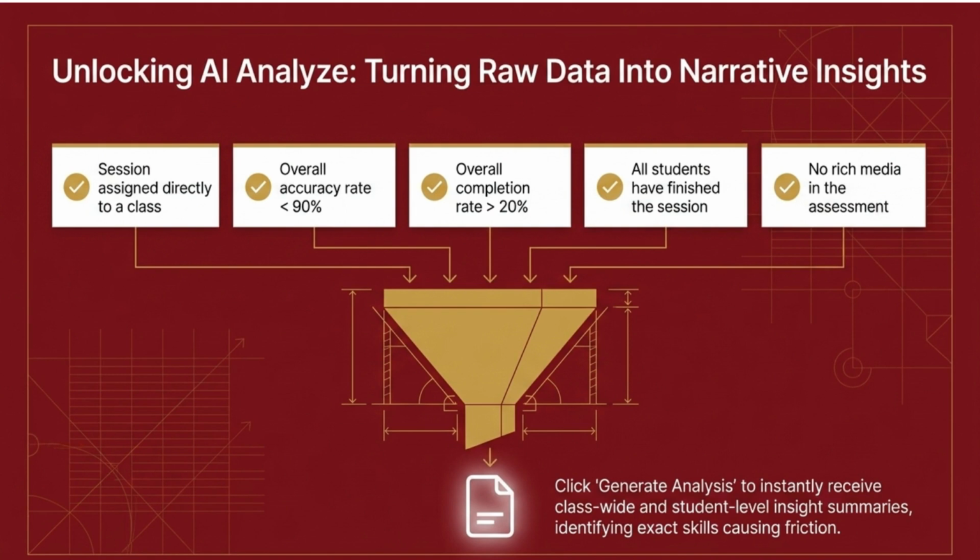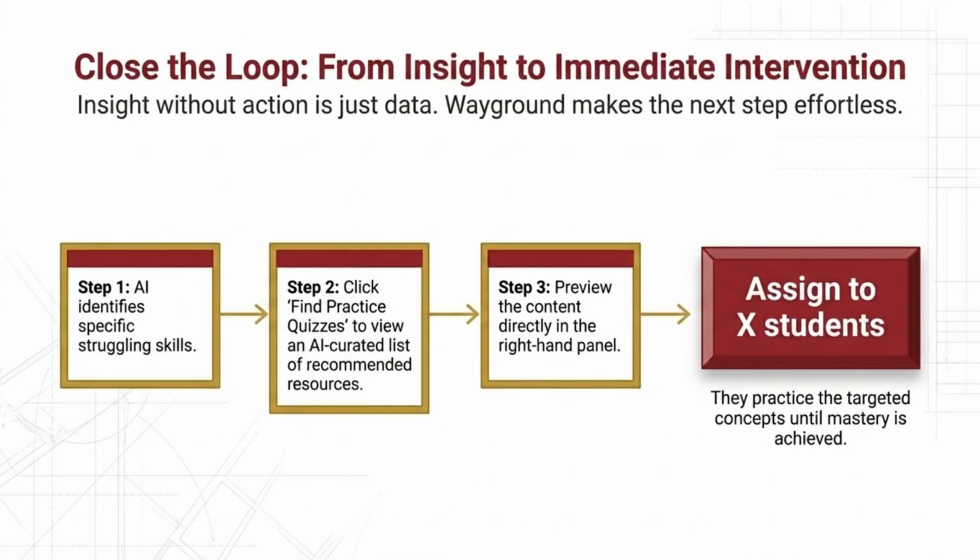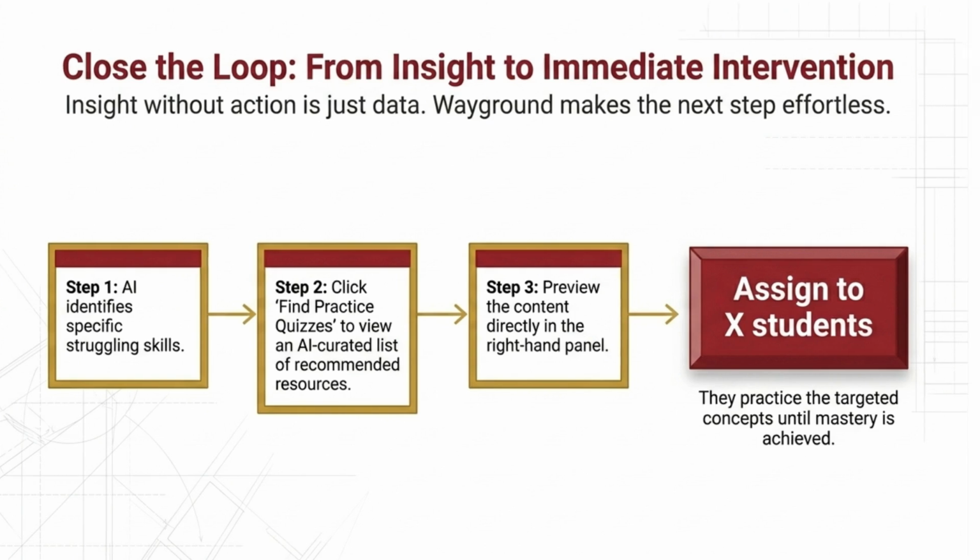When specific conditions are met, such as low accuracy or completion rates, you can generate analysis to instantly receive class and student-level insight summaries. Close the loop by moving from insight to immediate intervention. The AI identifies struggling skills, recommends resources, and allows you to assign targeted practice until mastery is achieved.